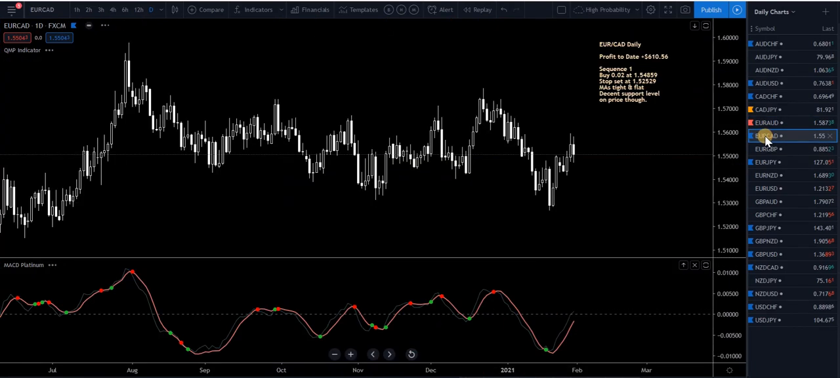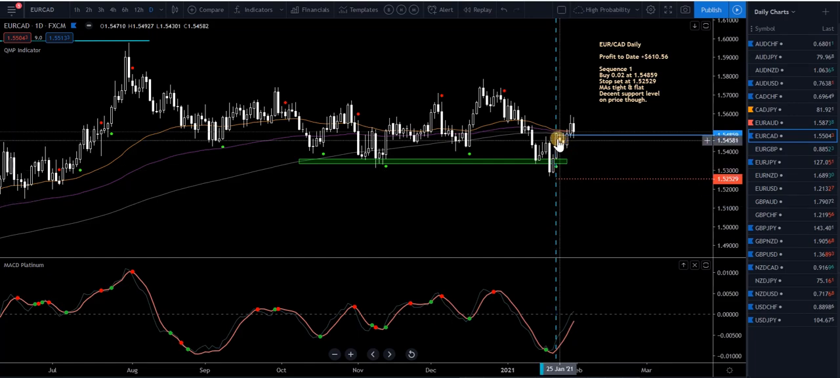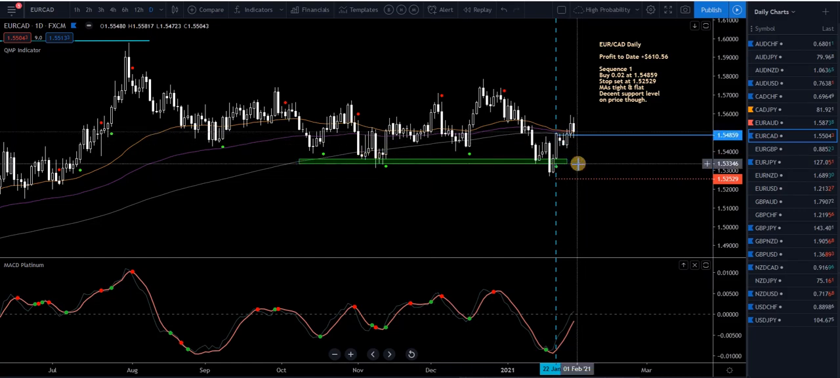Euro Cad. What am I doing here? In a buy, going nowhere fast. I took a buy early in the week here. MACD Platinum's getting close to zero level. I thought it was going to pop up nicely after initially going against me, like all my trades do, but now it's dropped down Friday. So we're just above the entry level. Bit of a support level there.